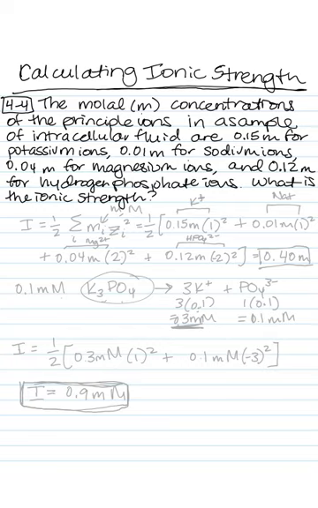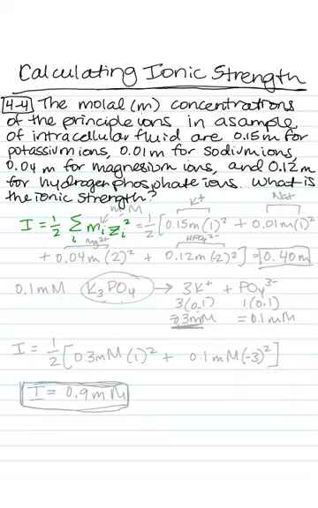So for this we have a Debye-Huckel approximation that the ionic strength I is equal to 1/2 times the sum of the concentration of species i, right, all species, times the charge squared of that ion.